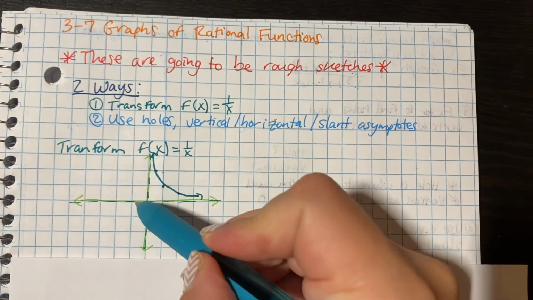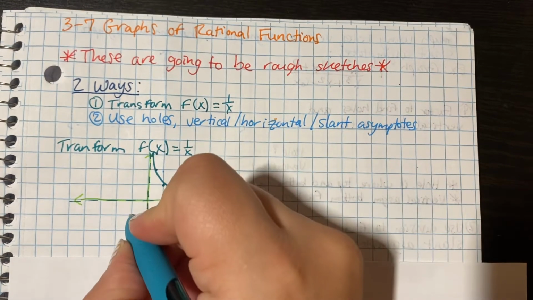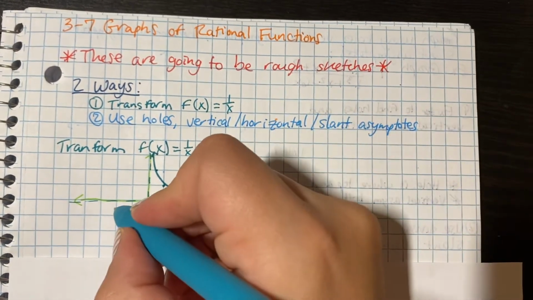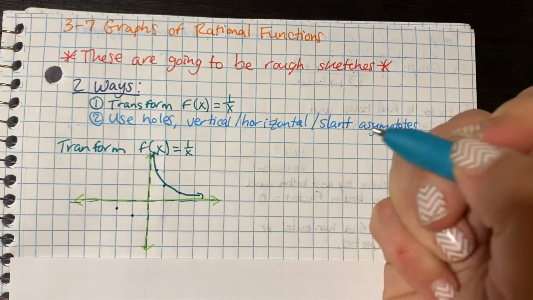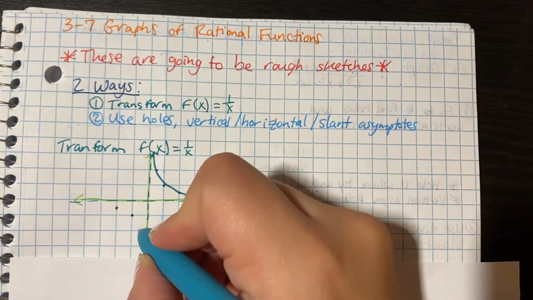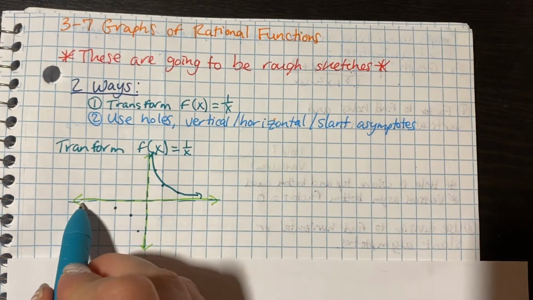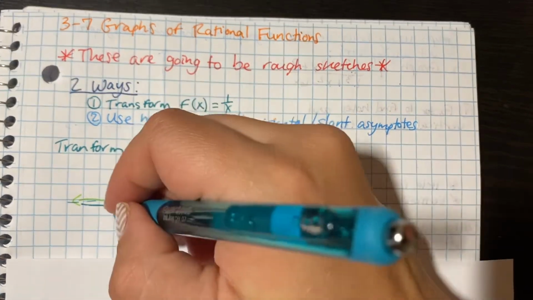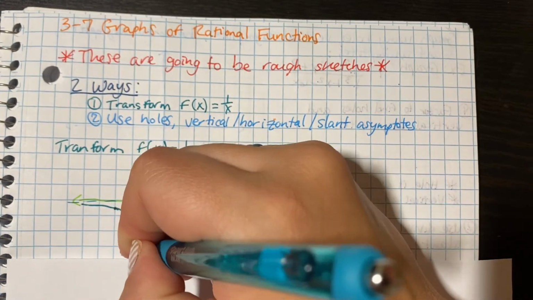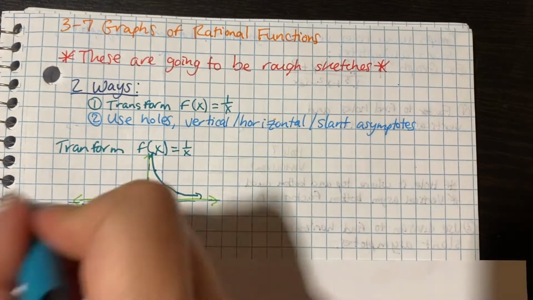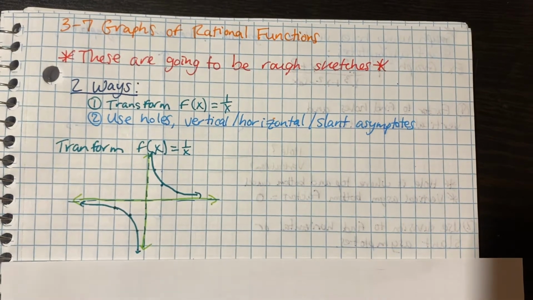So let's try it on -1. If you throw in a -1, it'll be -1. A -2, it'll be -1/2. And a -1/2, you'll have a -2. Can't even figure out the angle I want to get this. Okay, so there you go. That is the graph 1 over x.